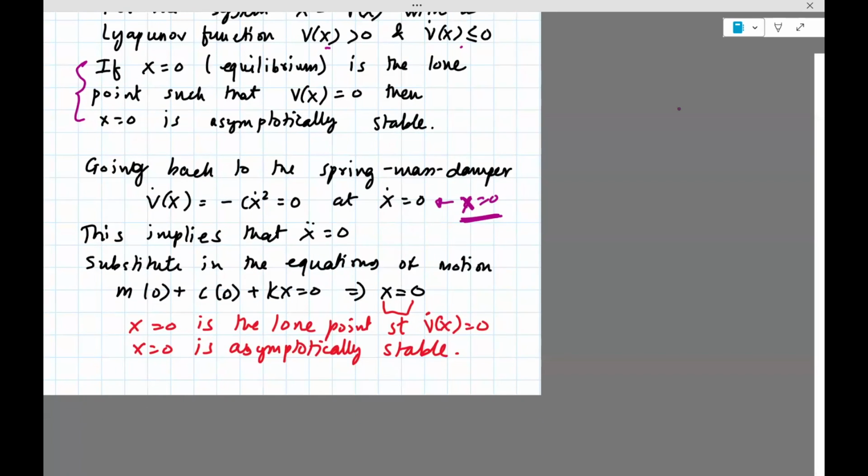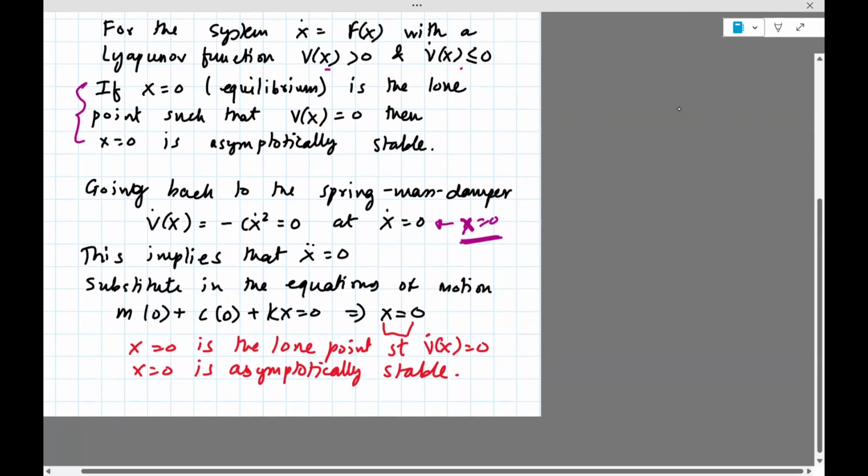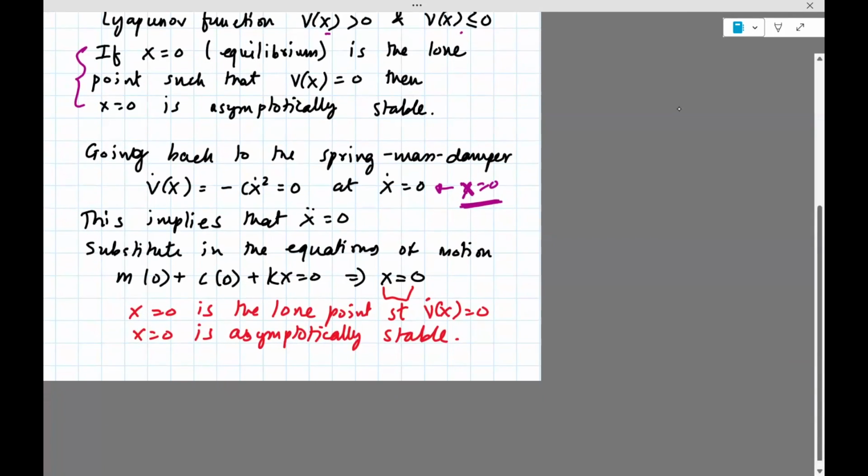And to show that, what you need to do is take the equations. This is m x double dot plus c x dot plus k x equals 0. We put x double dot equal to 0, right? Because if x dot equals 0, then x double dot will be equal to 0, just taking the derivative. This is x dot equal to 0. And then what we find is that only happens when x equals 0. So we've shown that when x dot equals 0, x equals 0. So x equals 0 is the lone point such that V dot equals 0, and hence x equals 0 is asymptotically stable.